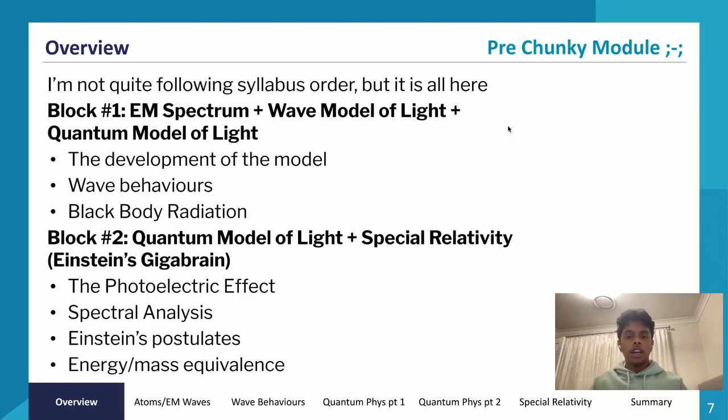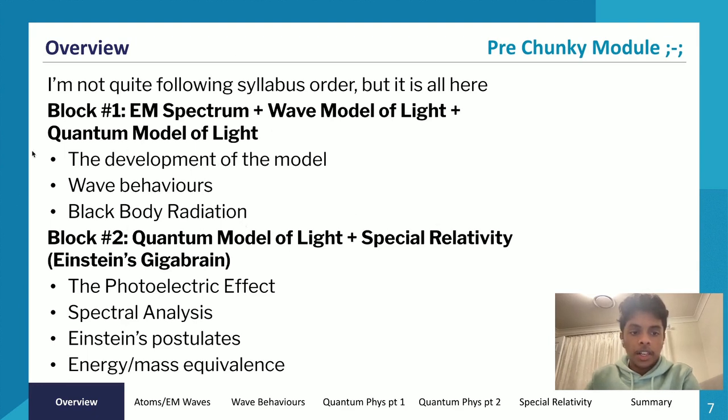Now, with that said, we can get into the actual lecture overview. So we're going to be going through Module 7 in this lecture. It's a pretty chunky module, fair warning, and it's not exactly in syllabus order, but all the general info and all the main topics that you will cover in Module 7 are all listed over here.